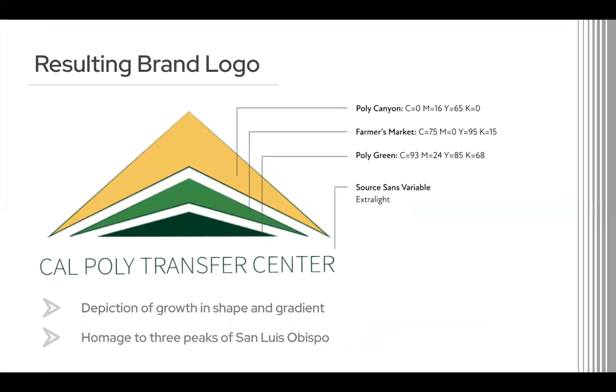With this considered, this was the resulting brand logo. As you can see, I wanted to create a shape that depicted growth and resilience. This is shown in the growing triangular forms that could resemble guidance of a compass, but also as an homage to the 3 peaks of San Luis Obispo.